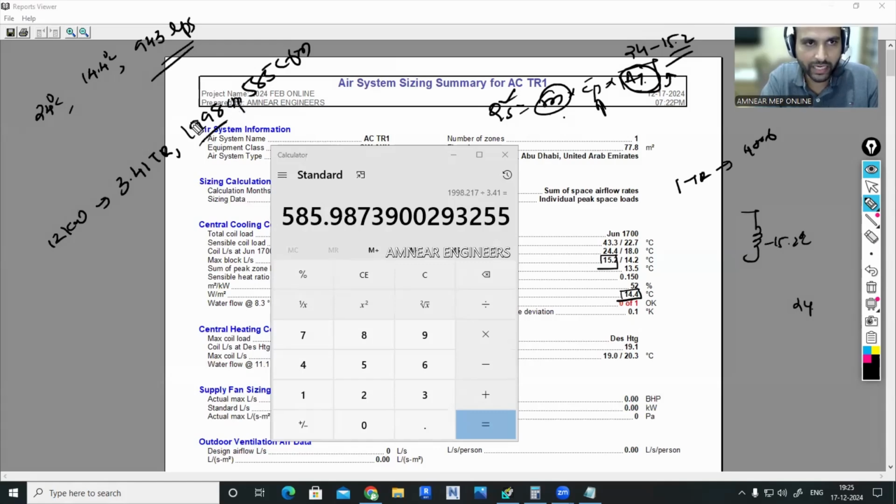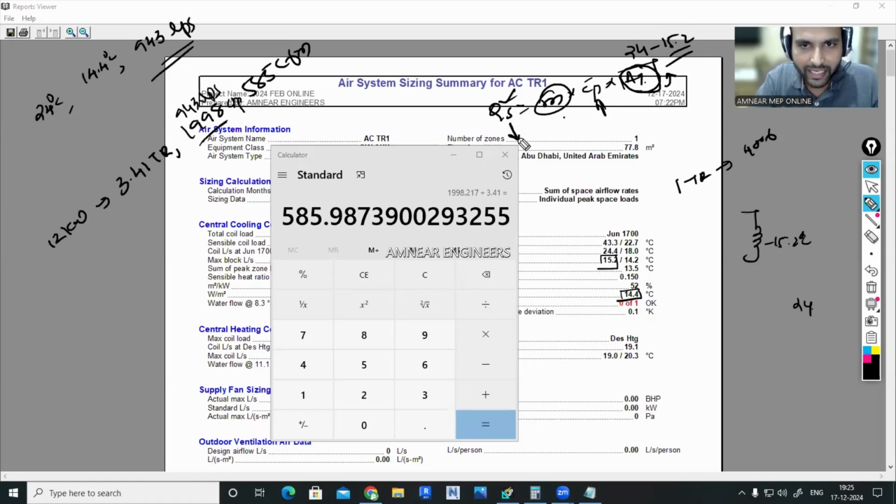1998 CFM or 985 liter, 943 liter per second. I need to decrease. How can I decrease? The first option is decreasing the sensible load, but that is not possible. Cp is constant, not possible. The sensible heat generated inside the space we can't decrease. Safety factor we can adjust. Okay, anyhow, I will explain that.